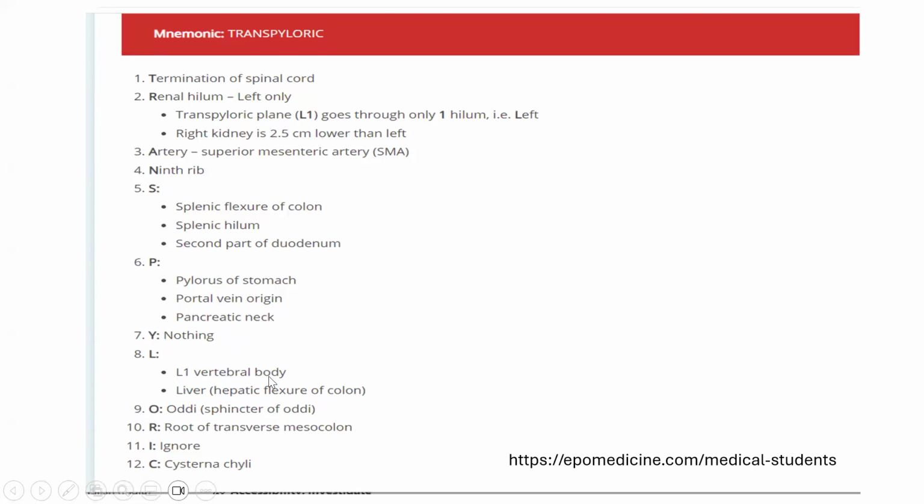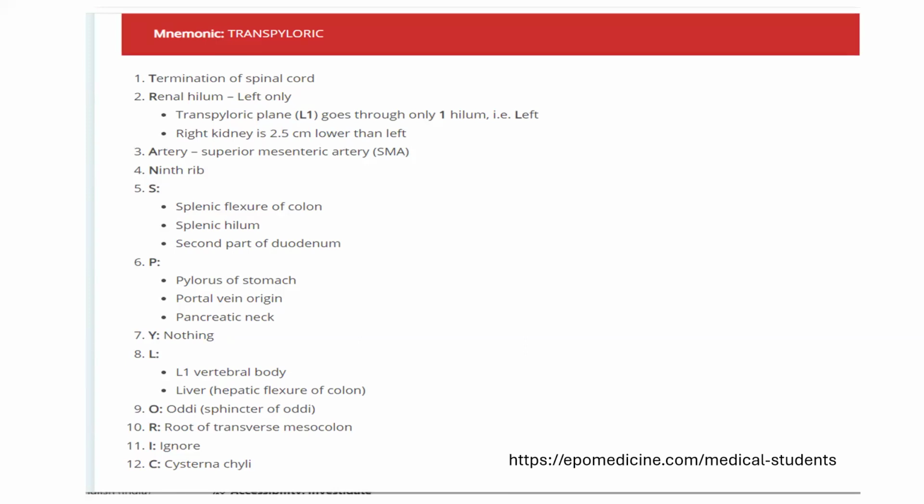L is L1 vertebral body and hepatic flexure of colon. So just to remember, it is kept as L for liver. O is Odai, the sphincter of Odai. R is root of transverse mesocolon. I is nothing, and C is cisterna chyli. A bit more explanatory, but it's okay. Transpyloric is easy to remember. If somebody is facing issue, otherwise with diagram also it is very easy.